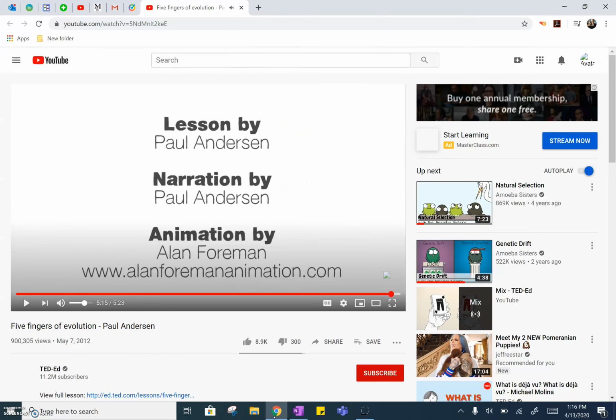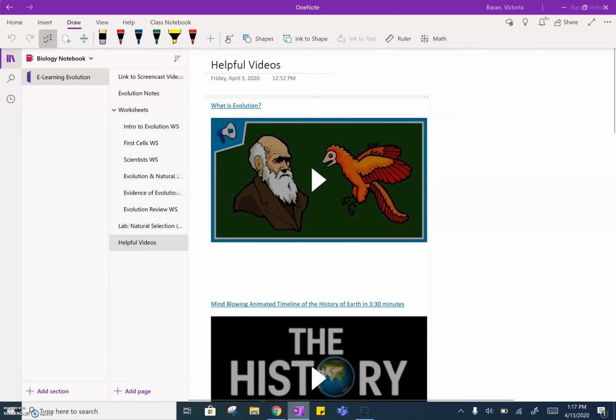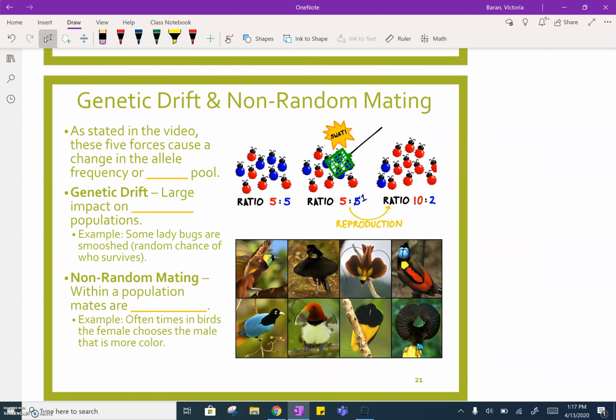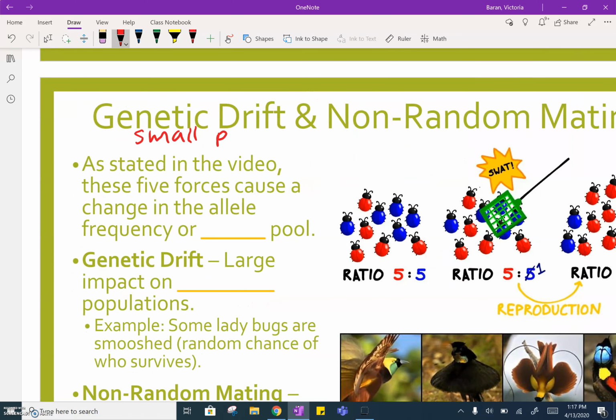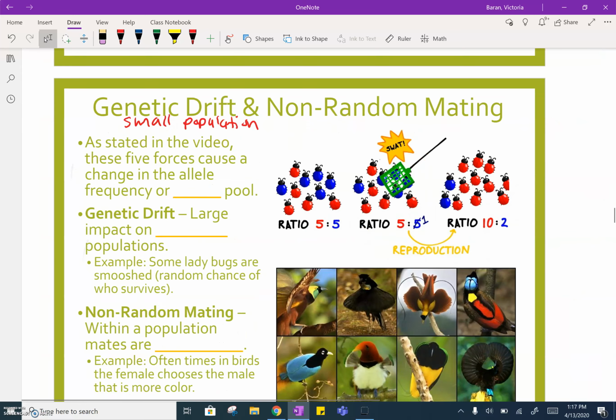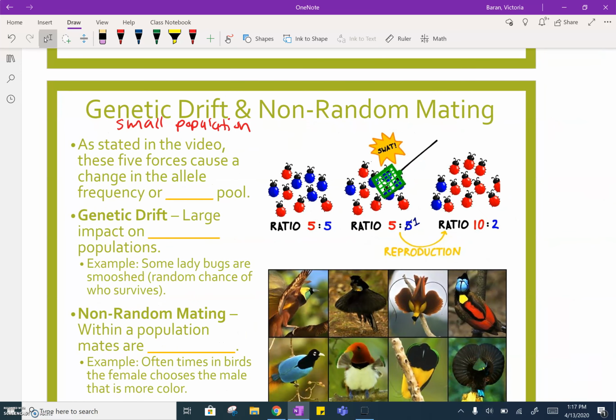All right, so now in our notes, we're going to summarize those 5 fingers of evolution. So I'm going to start with the first 2 that were discussed. In the video, he referred to genetic drift. He said small population. I'm going to talk a little bit more specifically about that in terms of this thing called genetic drift. So as stated in the video, these 5 forces cause a change in the frequency or gene pool. So again, thinking about genetics here, DNA, we're having some type of change happen, and that's causing us to see that change in the physical traits and the phenotype.